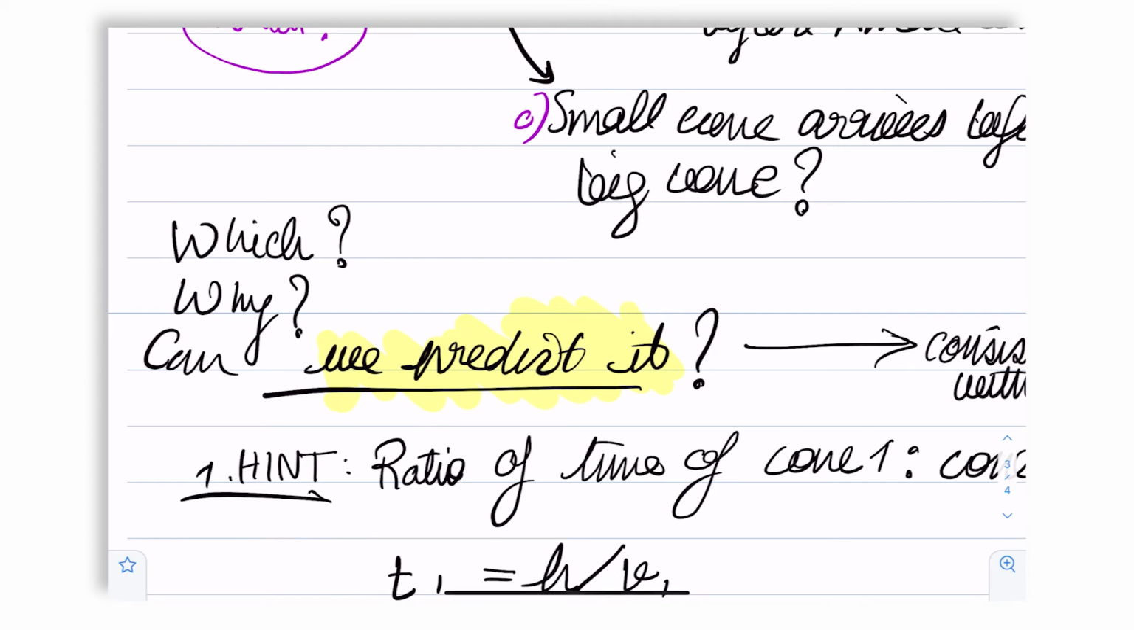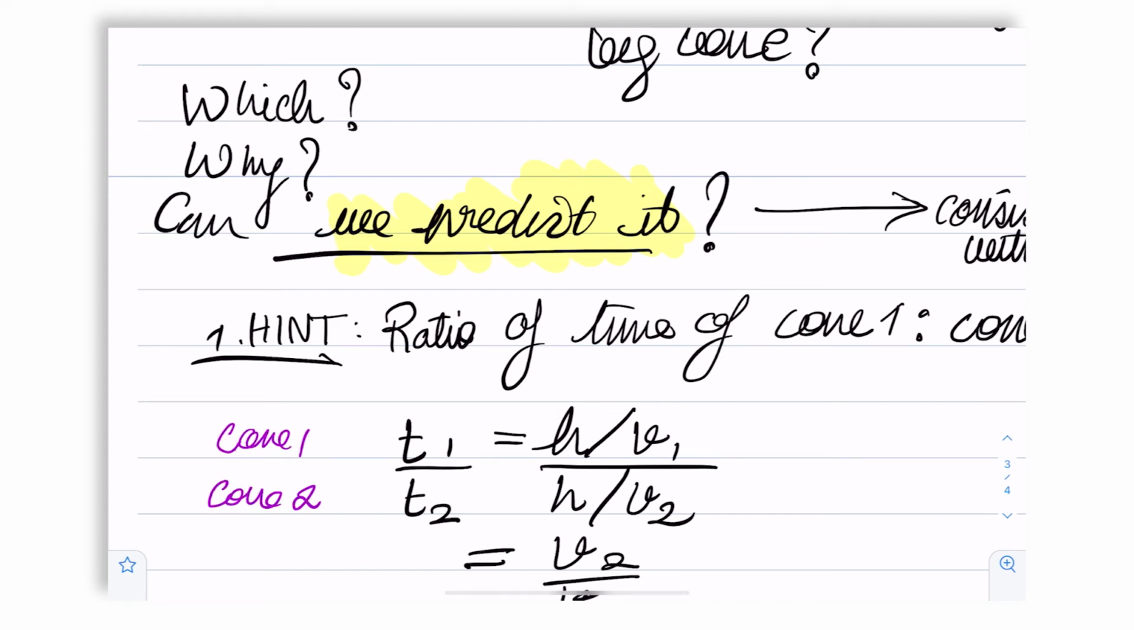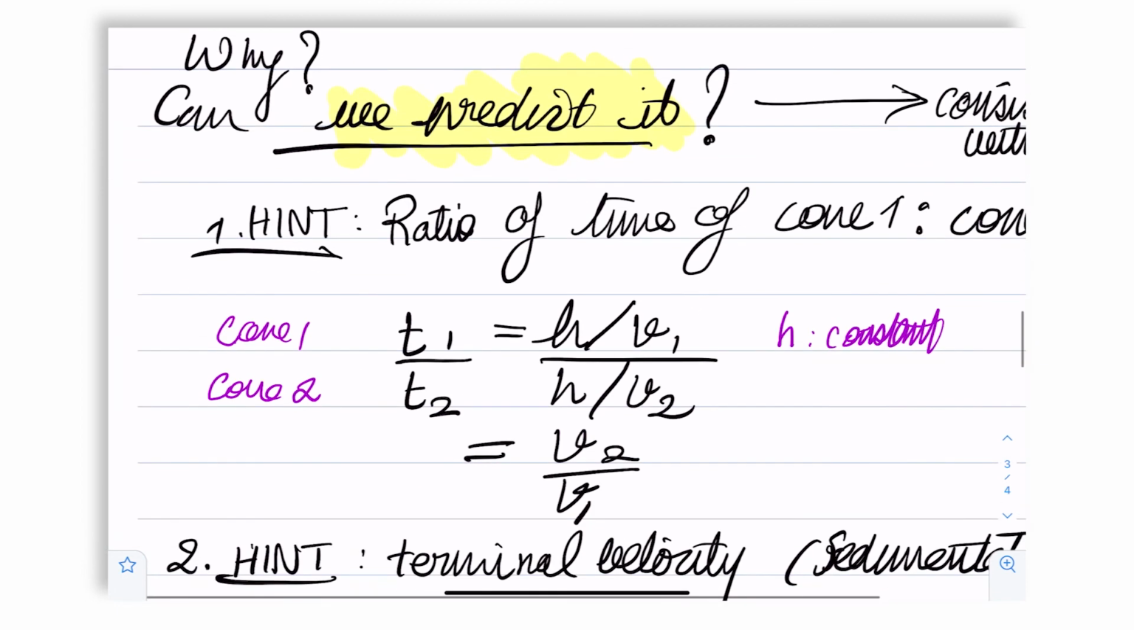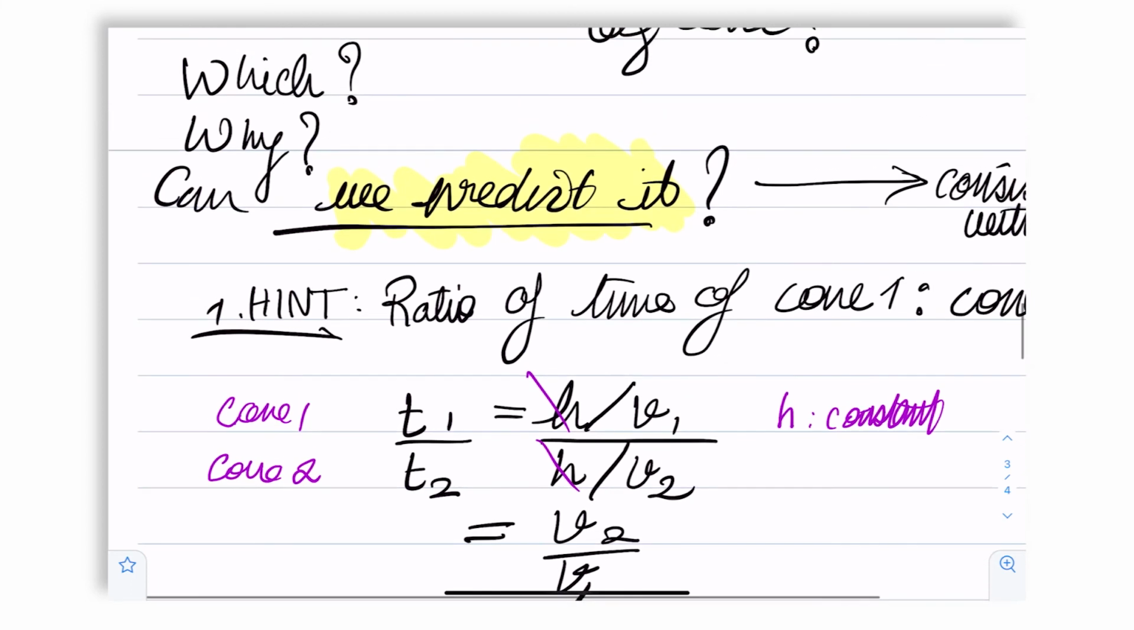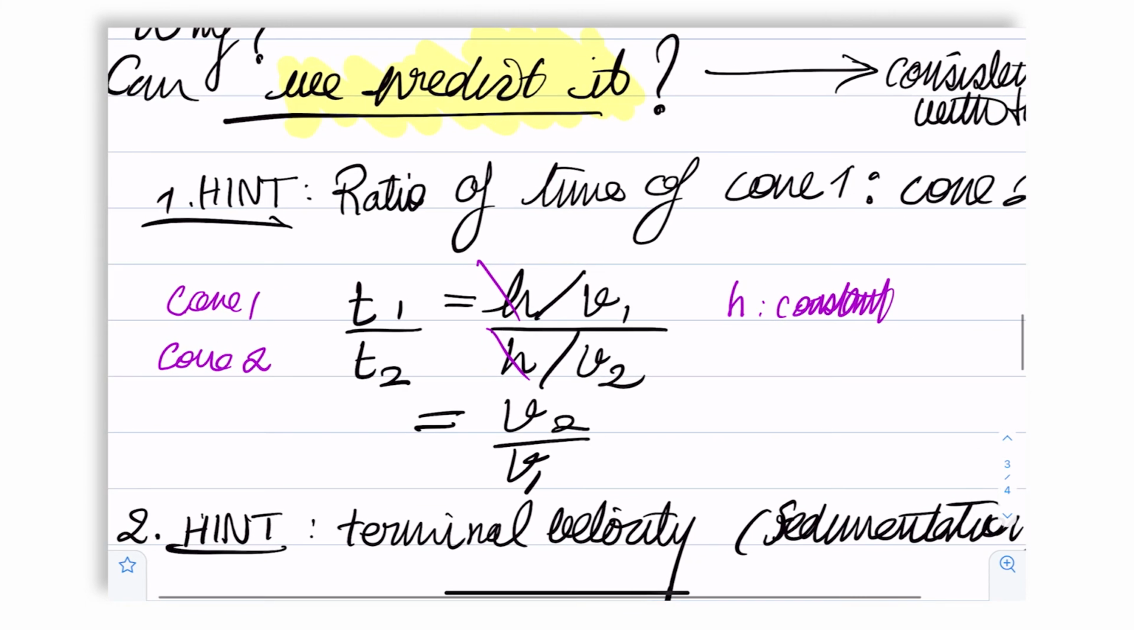So if you want the ratio between T1 and T2, that is the time for cone 1 and time for cone 2 to arrive, then it is simply h upon v1 divided by h upon v2. Why? Because h is constant. If h is constant and common, we can get rid of it, and we end up with V2 by V1. So T1 by T2 is equal to V2 by V1. That's the first hint. Okay, think about this, look at this, you understand this. Simple, right?